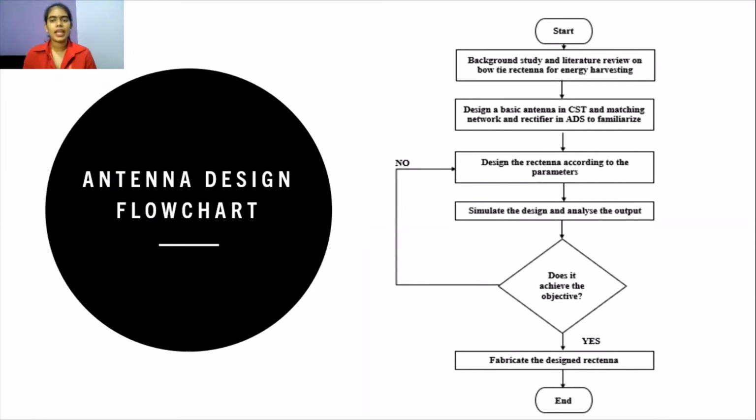First, background study and literature review on bowtie rectangle for energy harvesting, as in chapter 2 of the final report, literature review. Next, design a basic antenna in CST and a matching network and rectifier in ADS to familiarize. Next, design the rectangle according to the parameters which will be calculated. Then, simulate the design and analyze the output. If it achieves the objective, the design rectangle will be fabricated. If not, we have to redesign the rectangle according to the calculation.